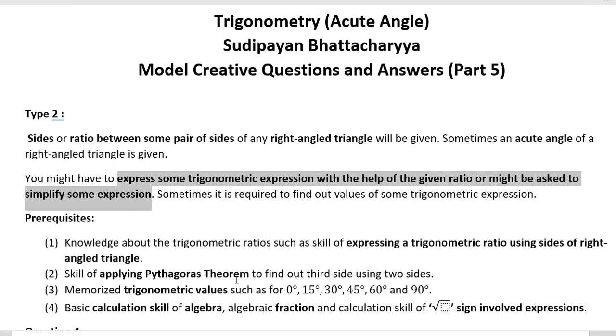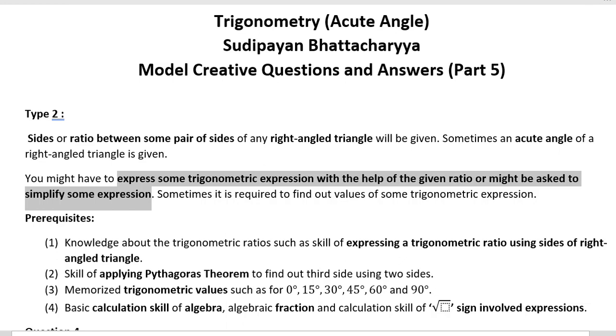And the skill of applying the Pythagoras theorem to find out the other side using two sides. If you have any right angle triangle, and if you know the length of any two sides, you have to learn how to calculate the other side using these two sides, like hypotenuse square equal to perpendicular square plus base square. And therefore hypotenuse equal to root over perpendicular square plus base square. So like this, you have to know how to calculate the third side if two sides of a right angle triangle are given.